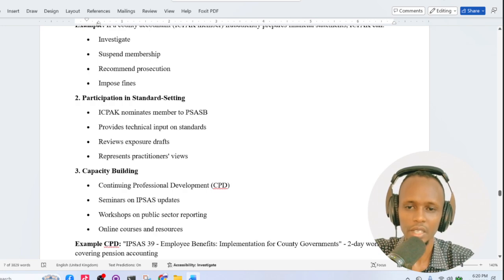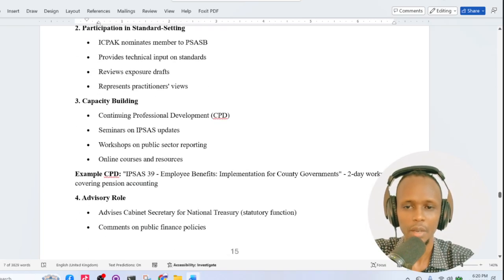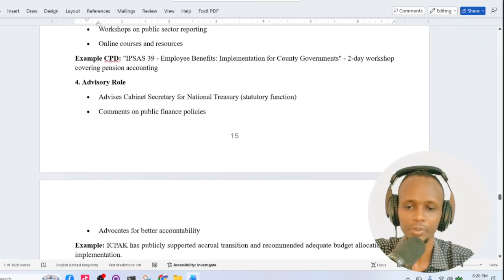Participation in standard setting. IPSAS also nominates members to the board. They provide technical input in standards and reviews those exposure drafts. Capacity building, they together with the board, they continue professional development. So these CPDs you are normally aware of. Seminars on IPSAS updates, workshop on public sector reporting. Okay.